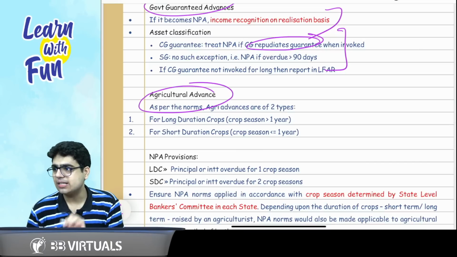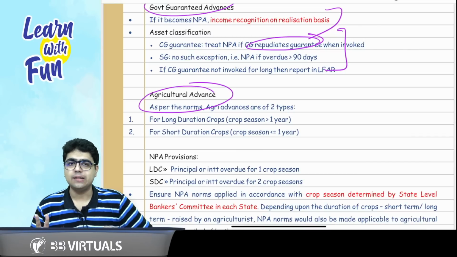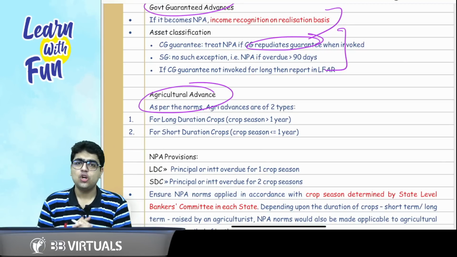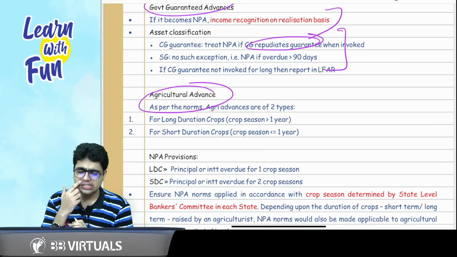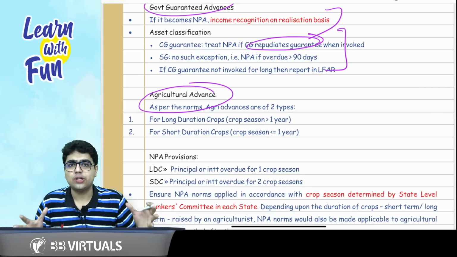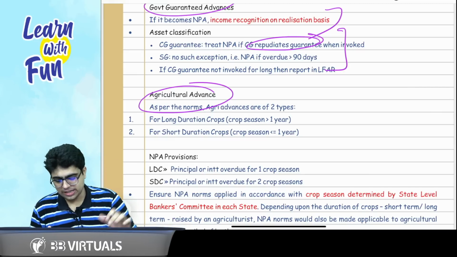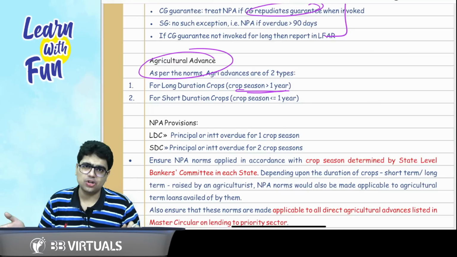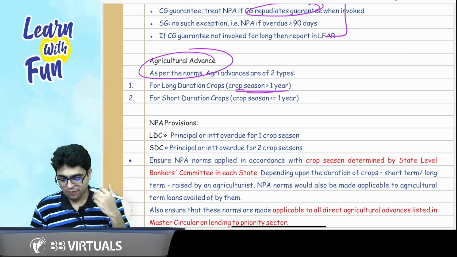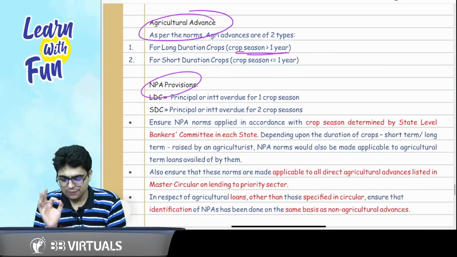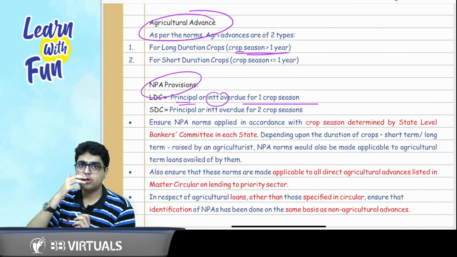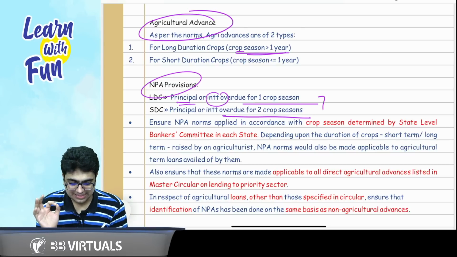Now, what about agricultural advance? So there are two types of crops. Long duration crops and short duration crops. Long duration crops require more than 1 year of total period including harvesting. And short duration crops are the ones which are not long duration crops, that is, less than or equal to 1 year. For the purpose of NPA provisions, if the principal or interest is overdue for one crop season in case of long duration crops, and for two crop seasons in case of short duration crops, then the account will be classified as NPA.